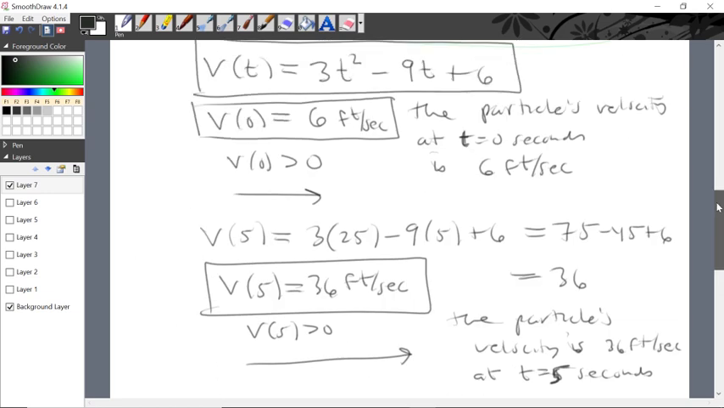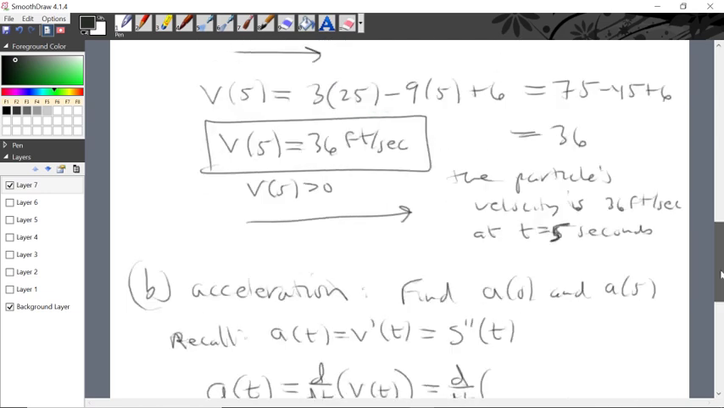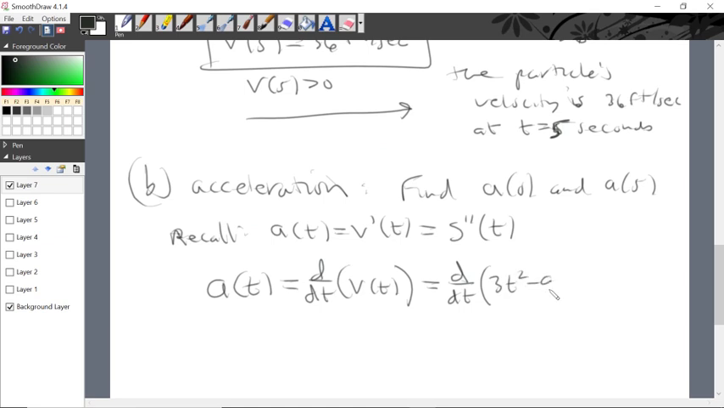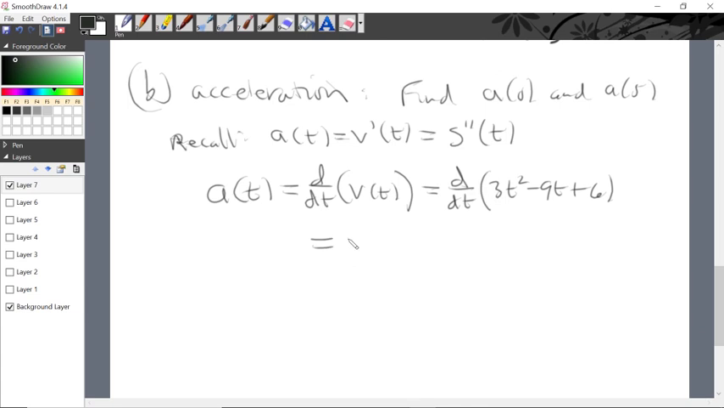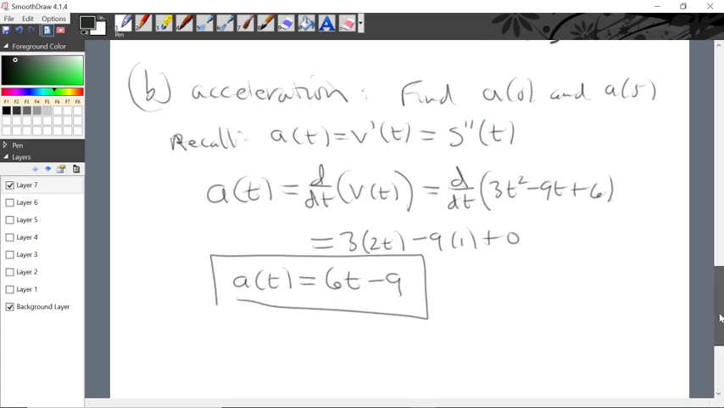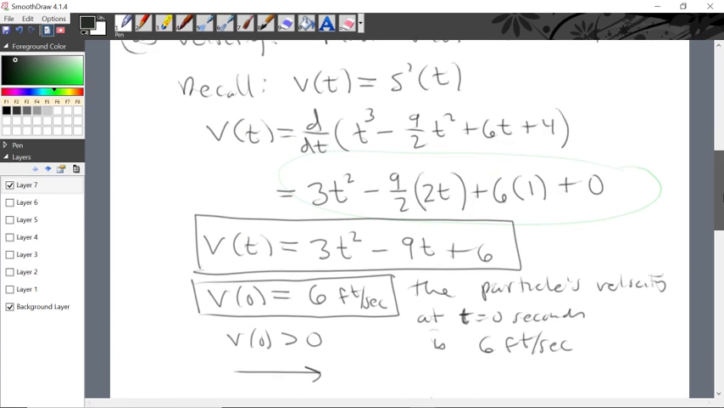So we're taking the derivative with respect to t of 3t squared minus 9t plus 6. And that gives us 3 times 2t minus 9 times 1 plus 0. So a of t is equal to 6t minus 9. Here is our acceleration function. Now a is being measured in feet per second squared, by the way. It's a time rate of change of feet per second, so feet per second per second.